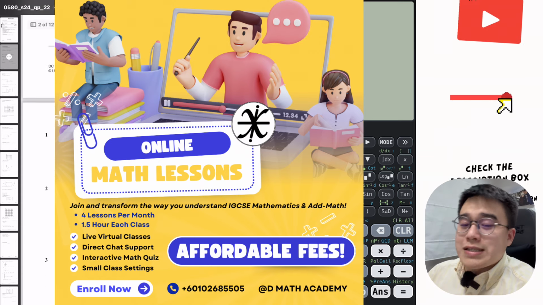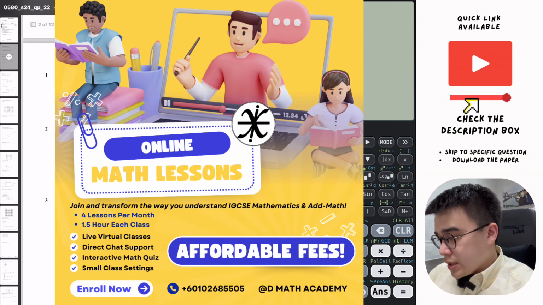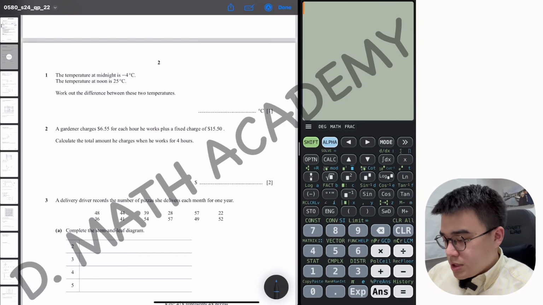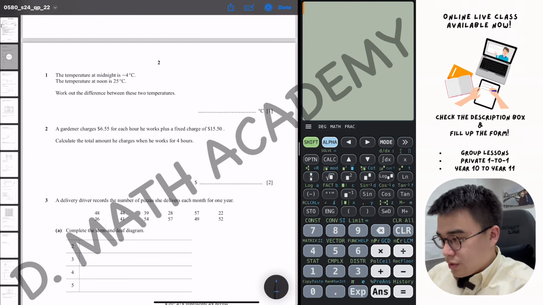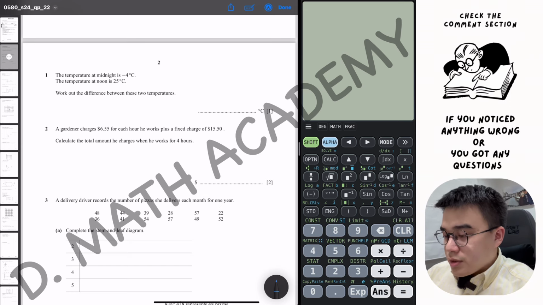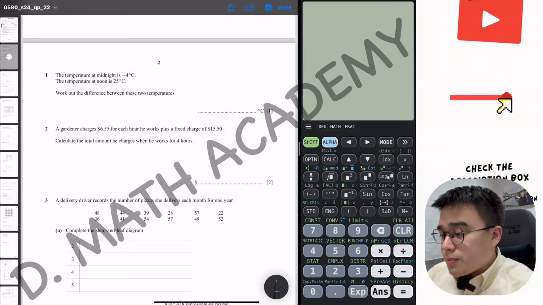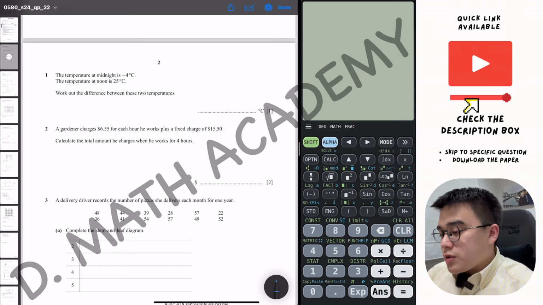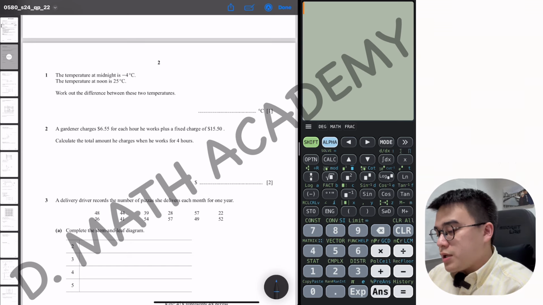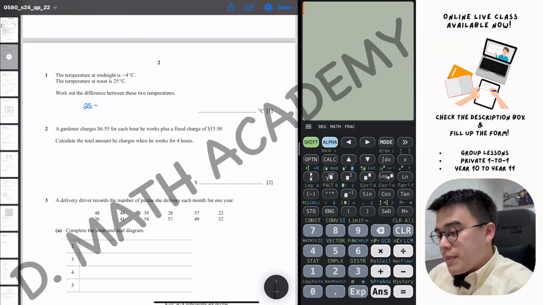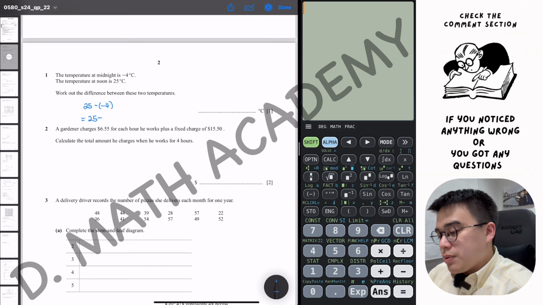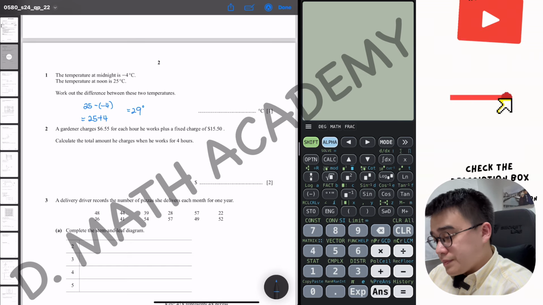So let's get back to it. So this paper here, let's look through the first question. The temperature at midnight is -4, the temperature at noon is 25. Find the difference between these two temperatures. Please take note that what you have to do is take the bigger number minus the smaller one, which creates a plus here, making it 29 instead.